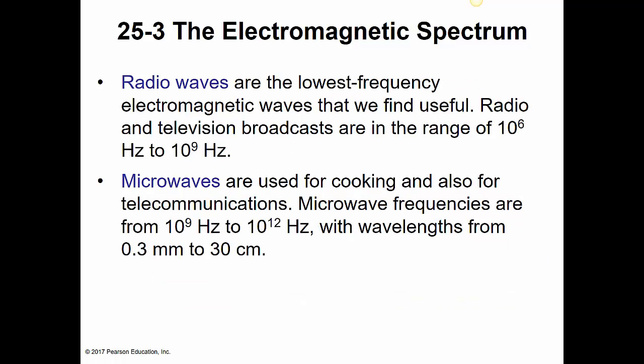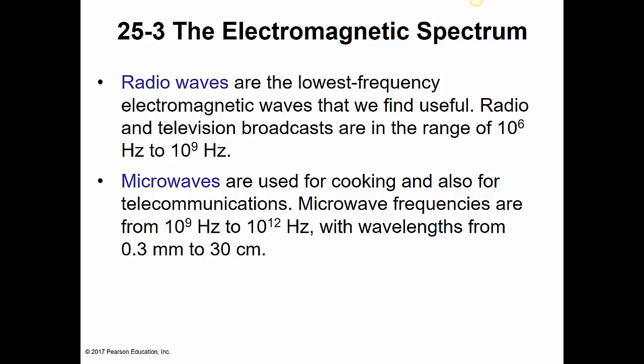Radio waves are the lowest frequency and range from 10 to the 6th to 10 to the 9th hertz. Microwaves are used for cooking and also for telecommunications. Microwave frequencies are from 10 to the 9th hertz to 10 to the 12th hertz, with wavelengths from 0.3 millimeters to 30 centimeters. It's important to note here that the frequency of an electromagnetic wave defines what it is.